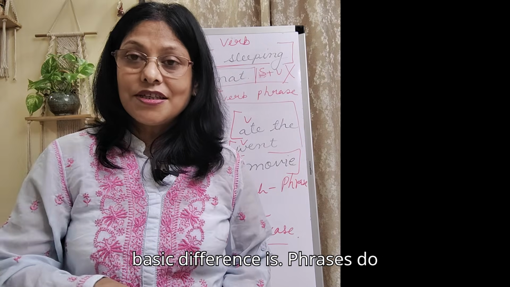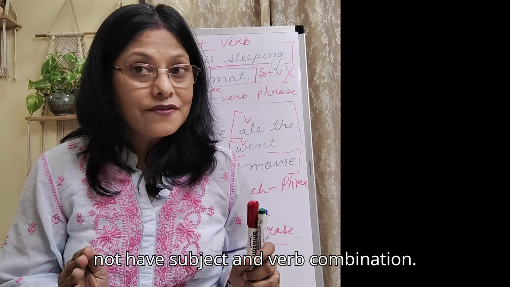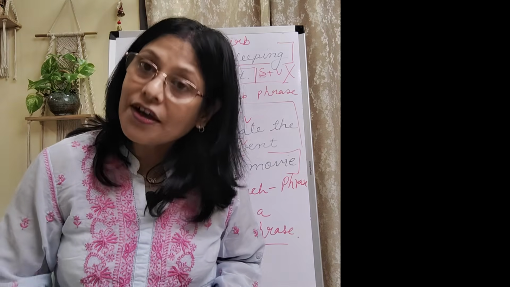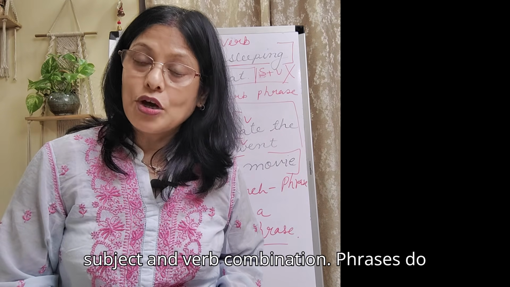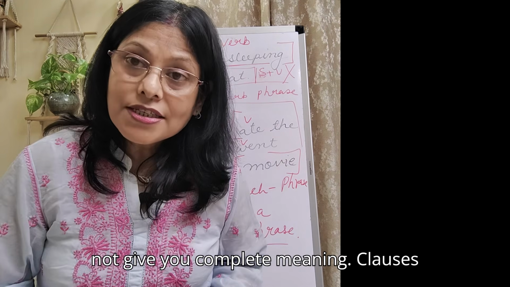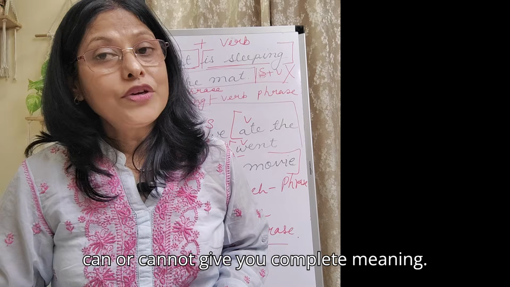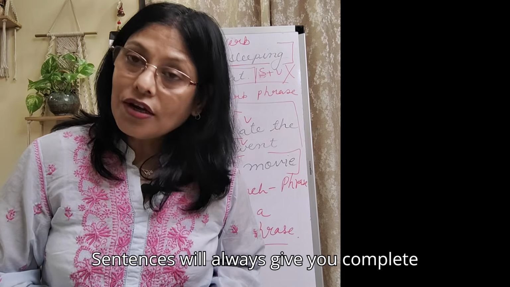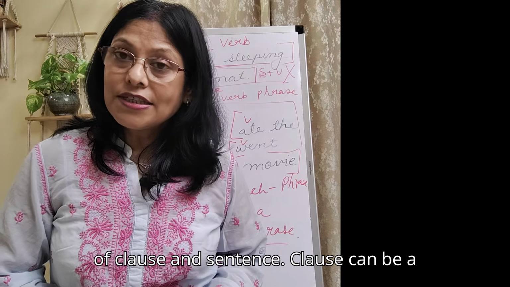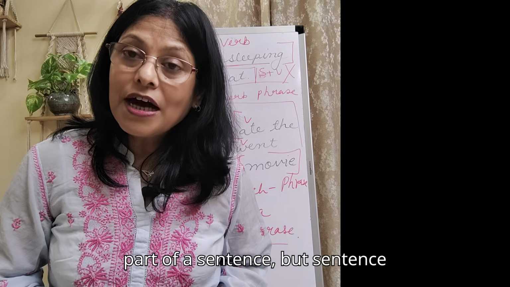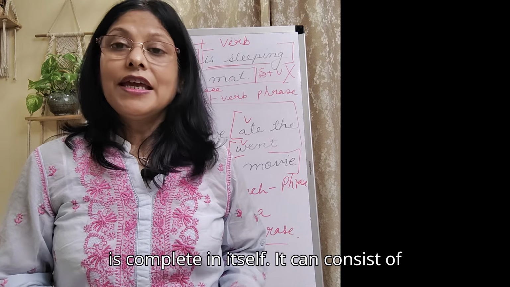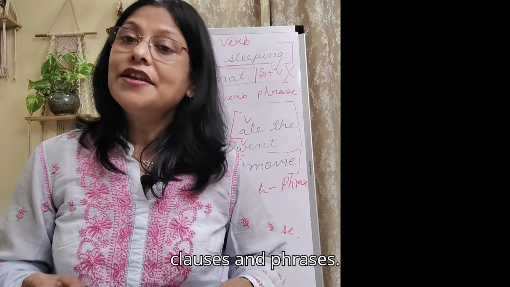So I hope this is clear to you. The basic difference is: phrases do not have a subject and verb combination. Clauses have a subject and verb combination. Sentences have a subject and verb combination. Phrases do not give you complete meaning. Clauses can or cannot give you complete meaning. Sentences will always give you complete meaning. Phrases can be a part of a clause and a sentence. A clause can be a part of a sentence. But a sentence is complete in itself. It can consist of clauses and phrases.